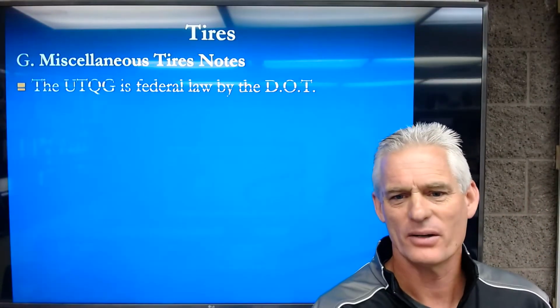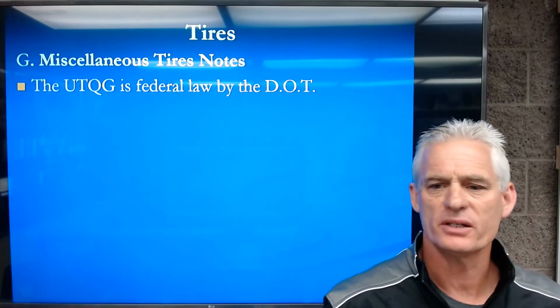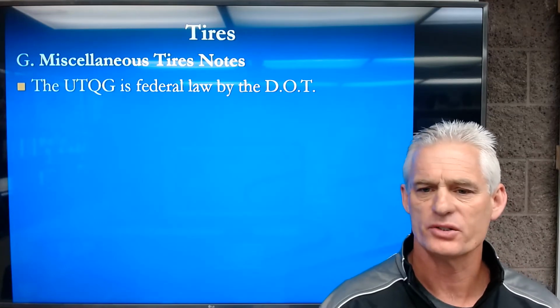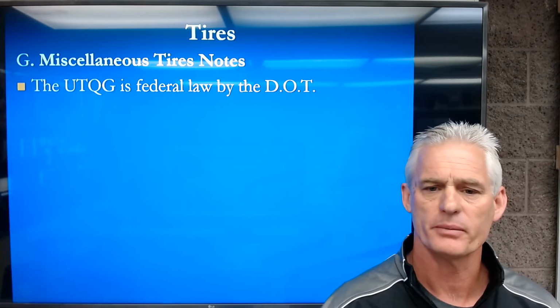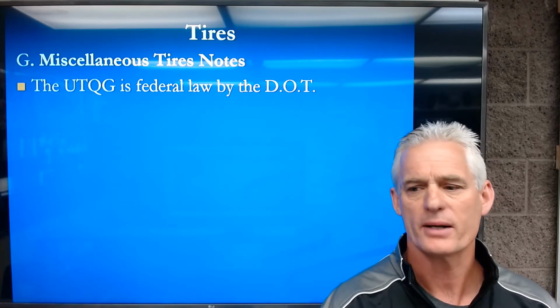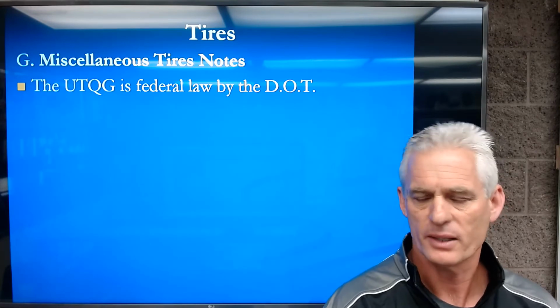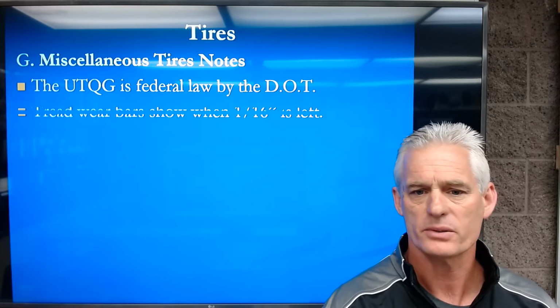Some miscellaneous tire notes. Let me pause for 1 sec. Okay, so miscellaneous tire notes. First is the UTQG is federal law by the Department of Transportation. DOT is Department of Transportation. And remember, UTQG is Uniform Tire Quality Grading. That's tread wear, traction, and temperature. Tread wear 100 to 600, traction and temperature ABC, A being best, C being worst.